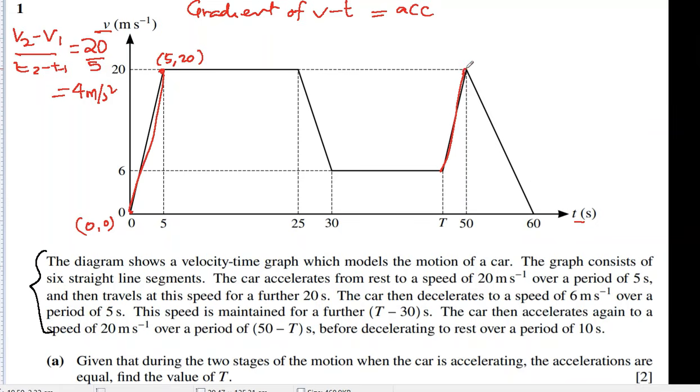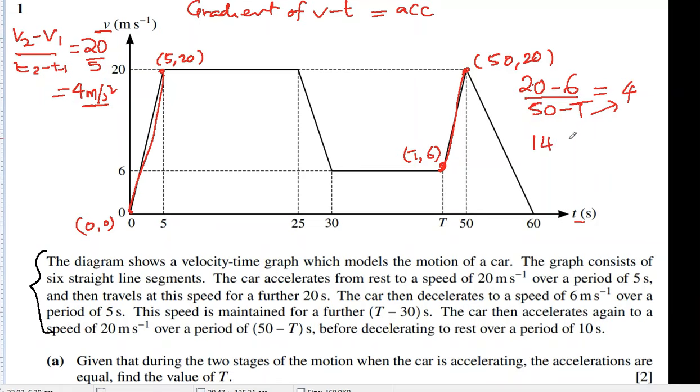Let's write the coordinates of this one. It will be 50, 20, and the coordinates of this point will be t, 6. And now we'll find the gradient of this, which will be v2 minus v1 over t2 minus t1, which is 20 minus 6 over 50 minus t, where t is unknown to us. We know it is equal to 4 because we got 4 here. And now cross multiply this: 20 minus 6 is 14, equal to 4 multiplied by 50 is 200, minus 4t.